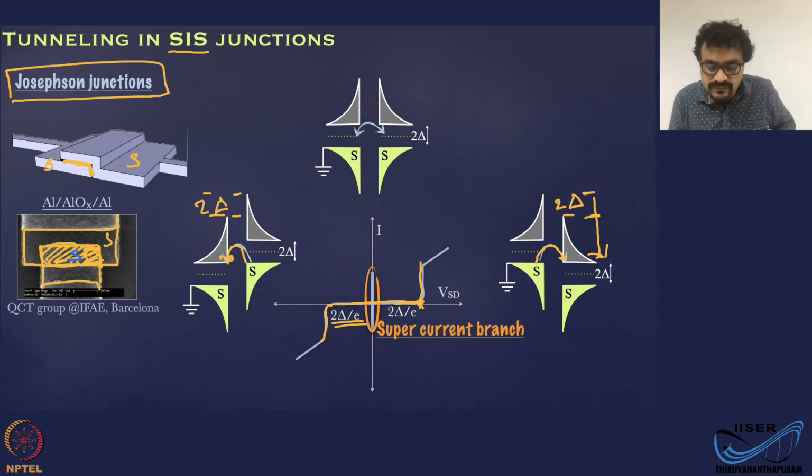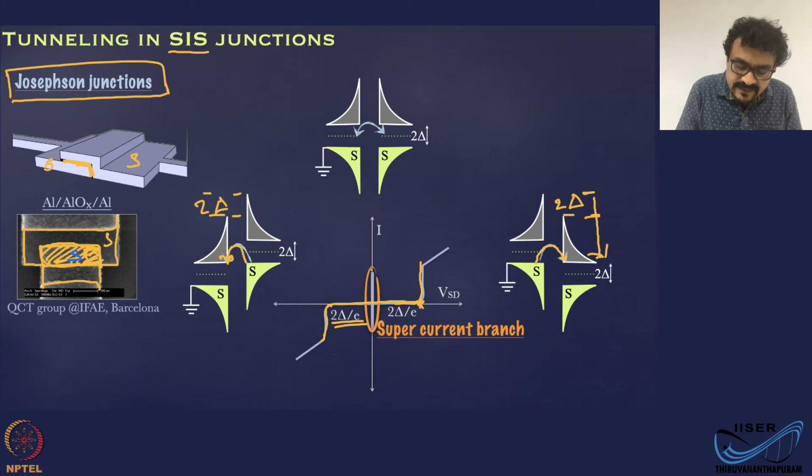Now let us focus on what happens at zero bias. In the previous case, when normal metal was involved, there was no current or no conduction at zero bias. But now what you're seeing is you have a finite current flowing through at zero bias, and let's focus on what happens at zero bias.